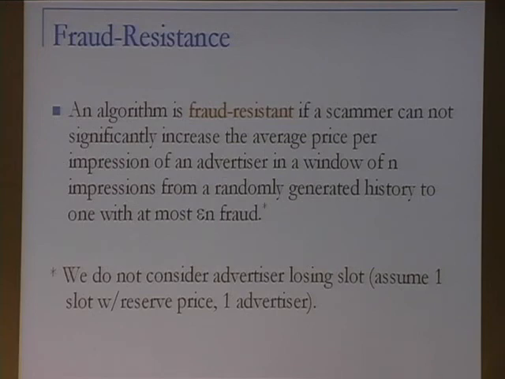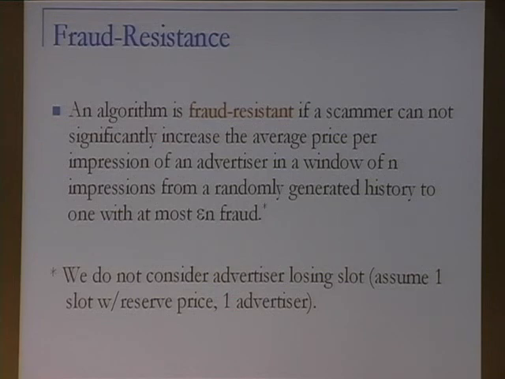I say an algorithm is fraud resistant if a scammer cannot significantly increase the average price per impression of an advertiser in a scenario with fraud as compared to a scenario without fraud. Okay, this is intuitively what I mean. For the exact parameters of what significantly is and things like this, you can look at the paper.